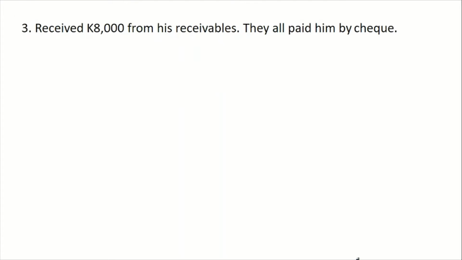The third transaction. Joe received 8,000 from his receivables. They all paid by check. So which accounts are being affected here? There is the receivables account and the bank account. Now, the other name for receivables is just debtors. Receivables are the people who owe Joe money. The people who owe you money are your receivables or your debtors because they are indebted to you.